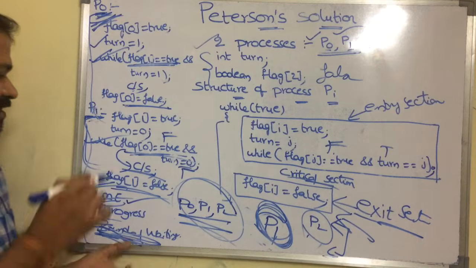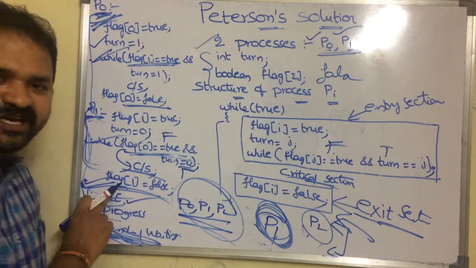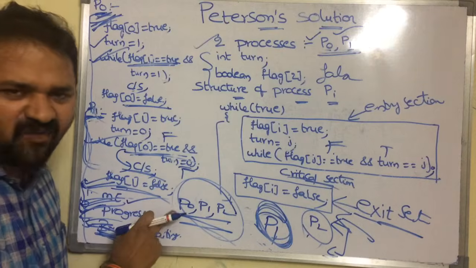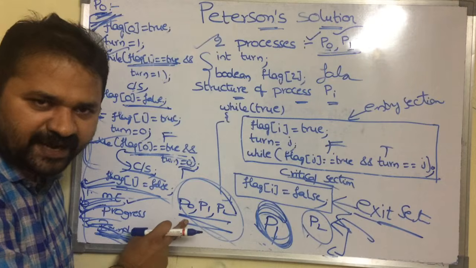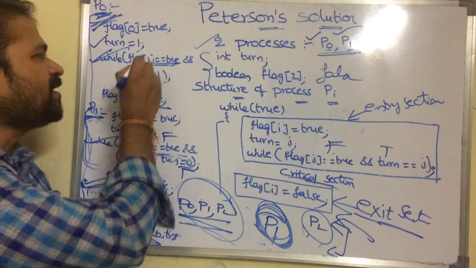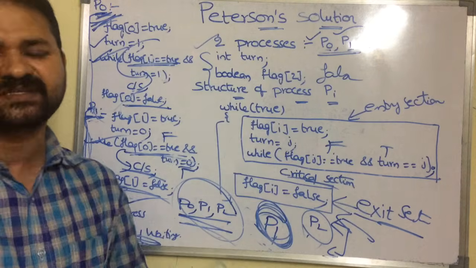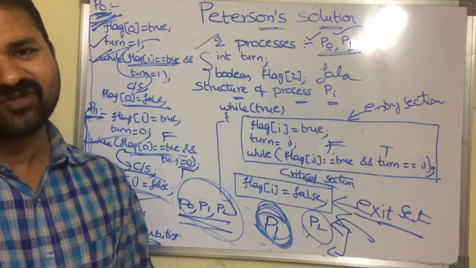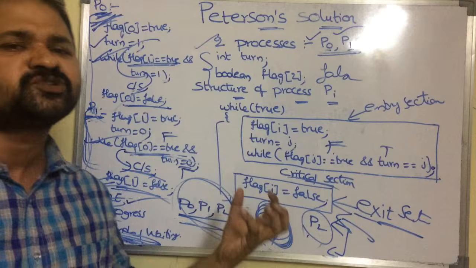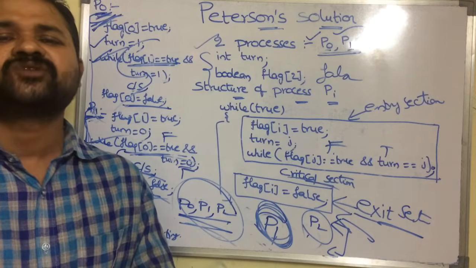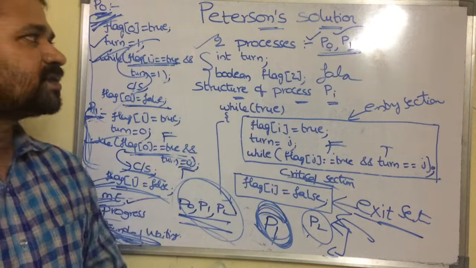Likewise, for P1 also, whenever P1 comes out from the critical section, it executes flag[1] = false. It specifies that P1 is not interested to enter into the critical section. So the process P0 will be given a chance now, so that chances will be given for each process to enter into the critical section, and no starvation will occur here. So we can say that Peterson's solution is the best solution in order to solve the critical section problem with the help of a program. So this is about the Peterson solution.